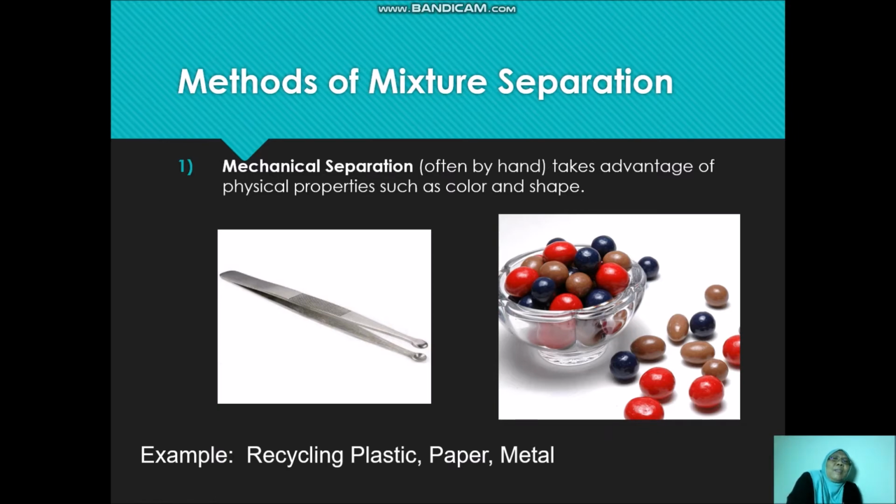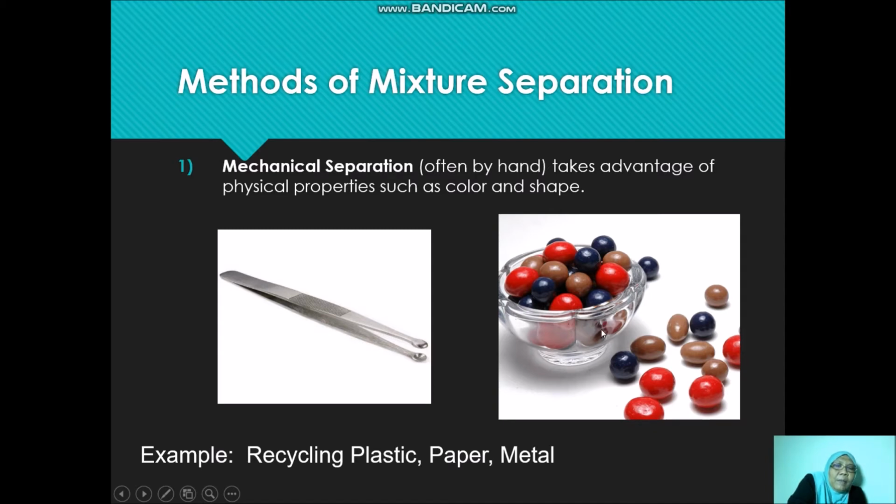Today we will study the methods of mixture separation. The first is mechanical separation, often done by hand, which takes advantage of physical properties such as color and shape. Here, based on color, you have a lot of candy with different colors: red, blue, and brown. By using a metal tool, you can separate one from the other based on the color.